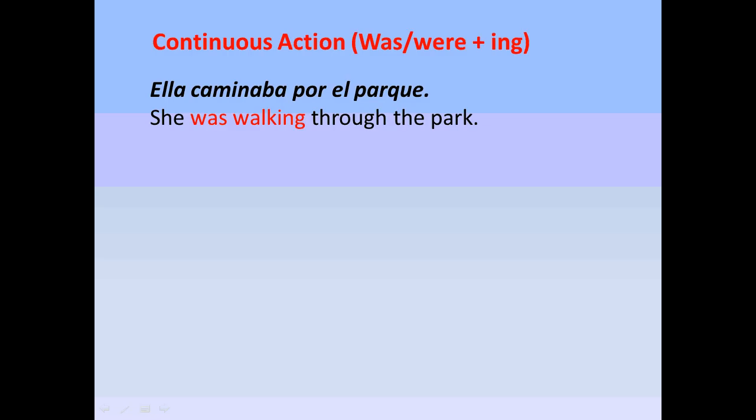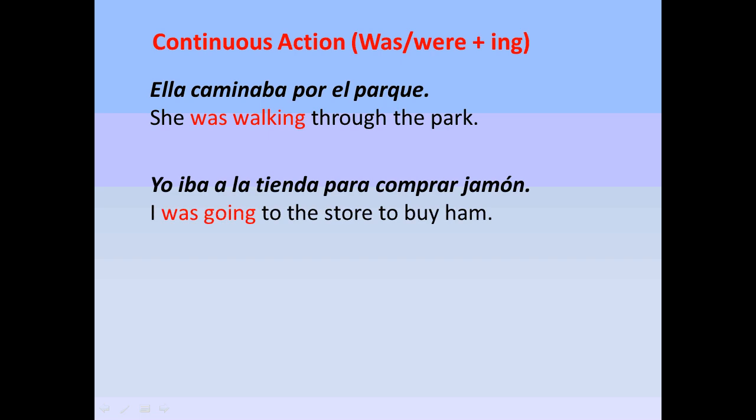Next, we go to continuous action, was ___ing or were ___ing. Ella caminaba por el parque. She was walking through the park. So if you can translate something from English to Spanish as was ___ing or were ___ing, that is the imperfect rather than the preterite. The preterite is she walked to the park and it's done and it's over with, rather than she was walking through the park.